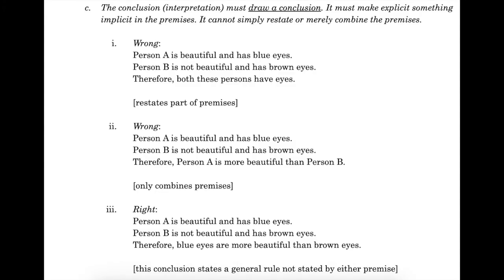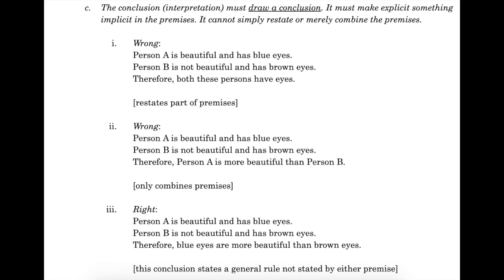The third rule is that the conclusion must draw a conclusion. Your conclusion must make explicit something that was only implicit in the premises. You cannot simply restate or merely combine the premises as your conclusion. So, for instance, person A is beautiful and has blue eyes. Person B is not beautiful and has brown eyes. Therefore, both of these persons have eyes. Just restating two facts in the premises themselves.